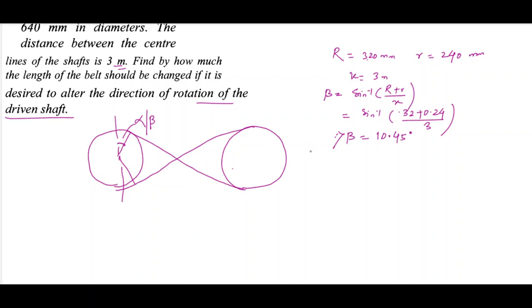Okay, so now what will be the value of cos beta? Cos beta will be 0.9825. So the length of cross belt drive is (pi plus 2 beta) into (R plus r) plus 2C cos beta. You can use either formula, you will get the same result. So if you solve this, you will get the answer as 7.865 meter.